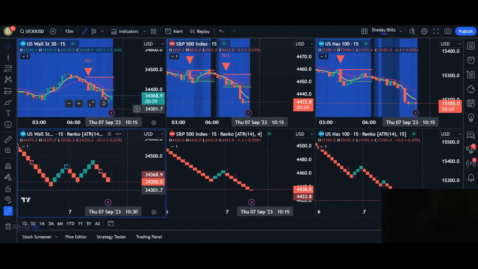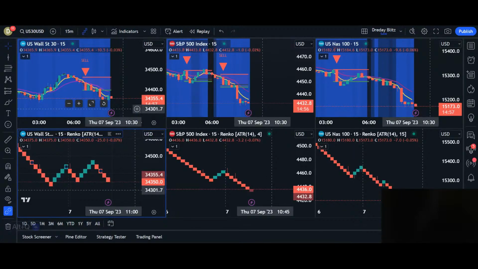So less than 30 seconds here before market opens. 9:30.